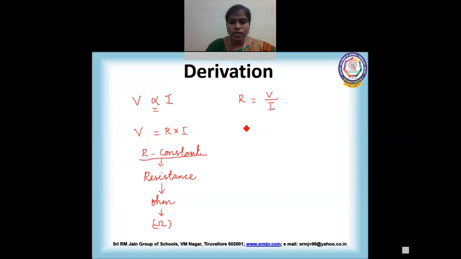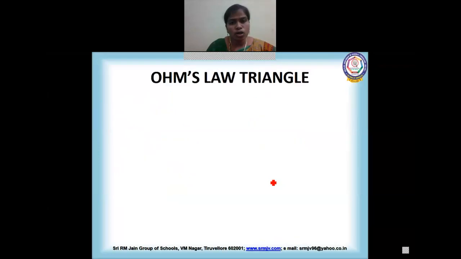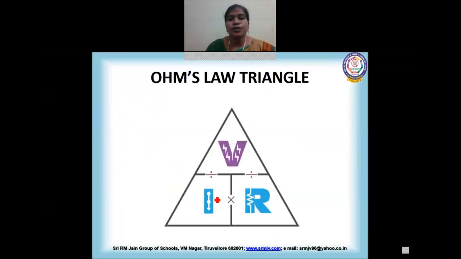So we can otherwise write it as V is equal to I into R, or otherwise I is equal to V by R. In order to remember these formulas, let me give you an Ohm's law triangle which will help you to memorize the formulas very easily. So here R is equal to V divided by I, and I is equal to V divided by R, then V is equal to I into R.